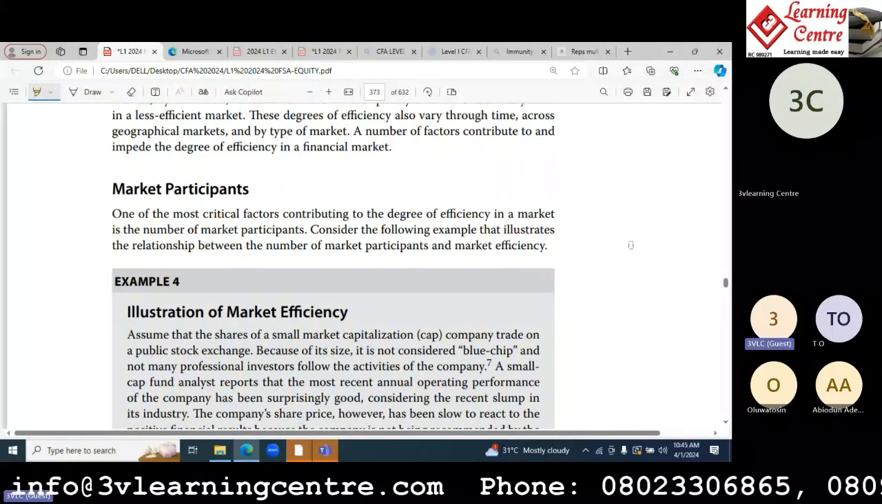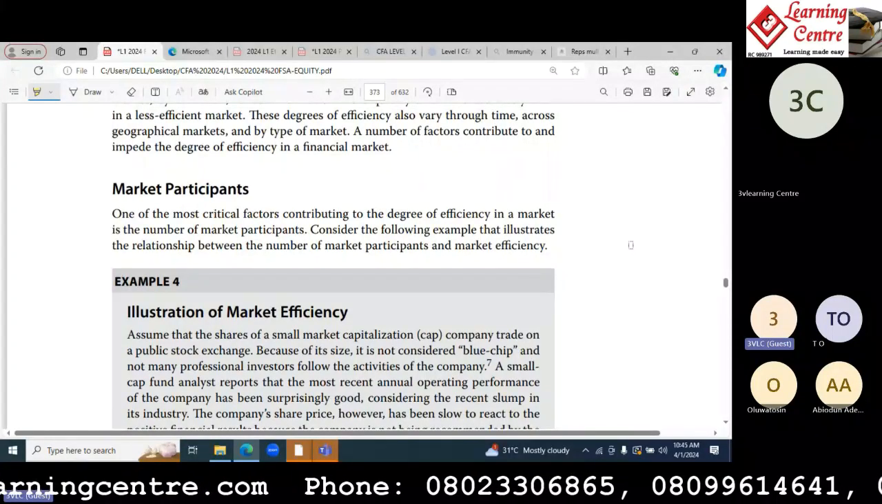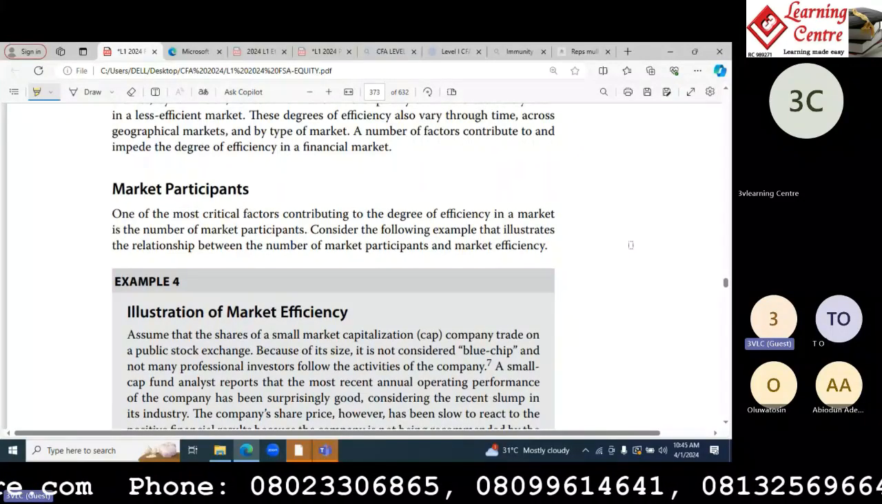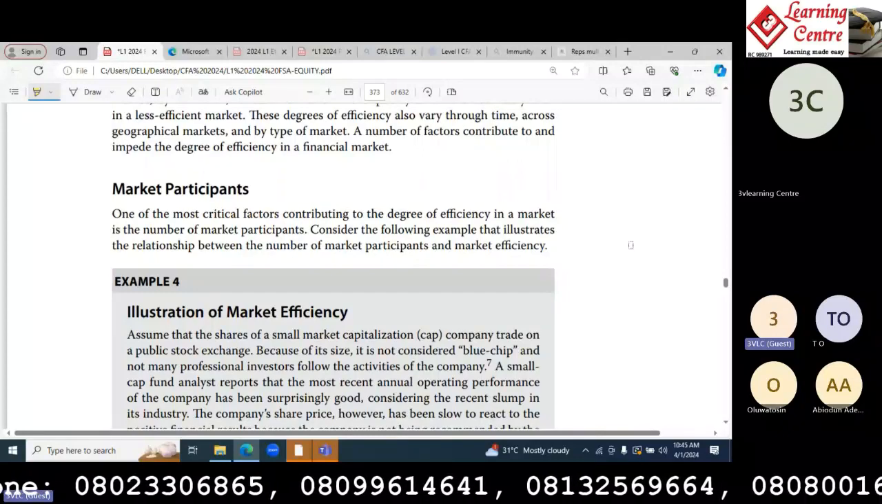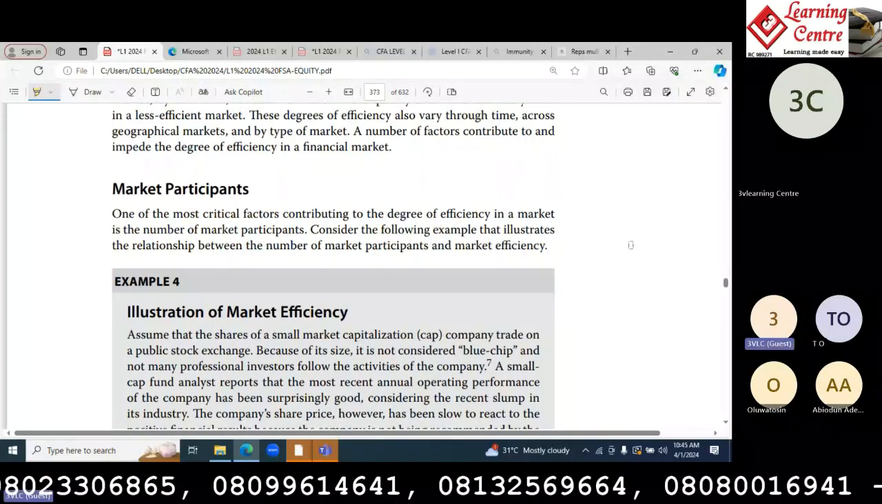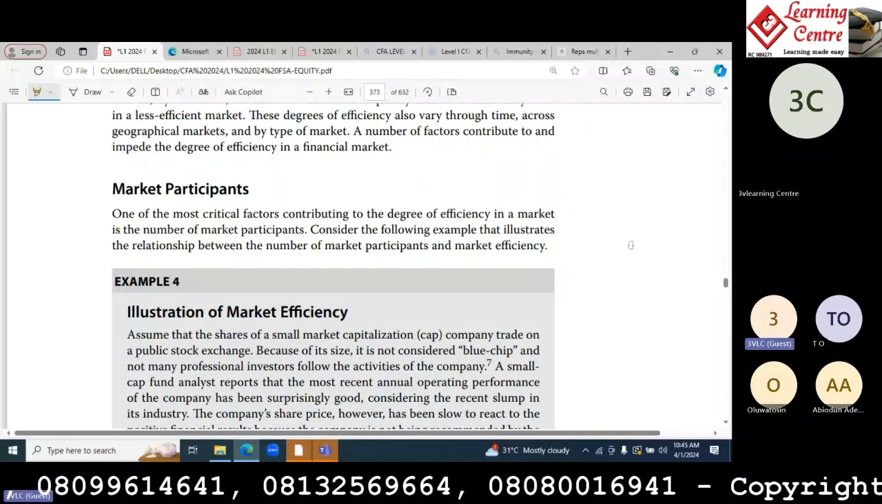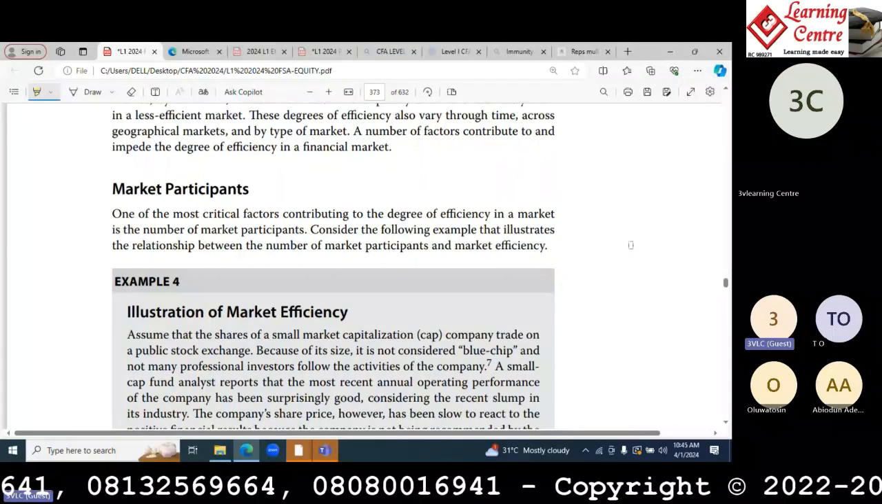Imagine if Temitayo is the only person that is buying an asset. That means that asset most likely will be efficient. Why? Because it is only the information that Temitayo knows that that asset will be reflecting. However, imagine if there are 1,000 people that are participating in this asset.